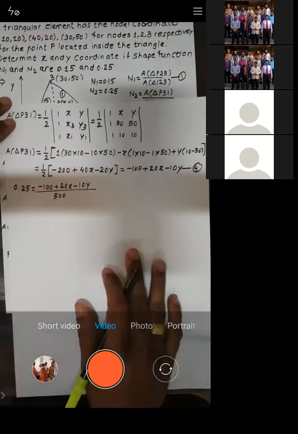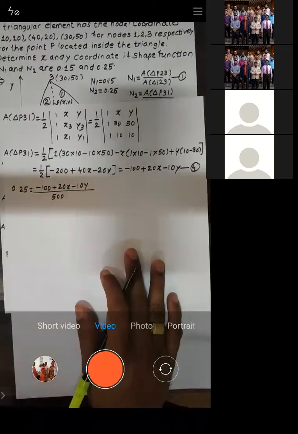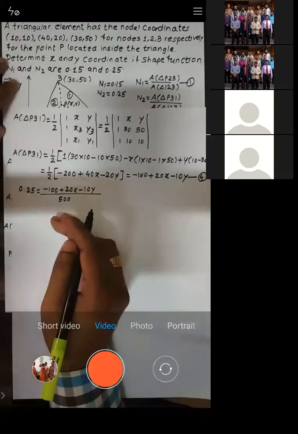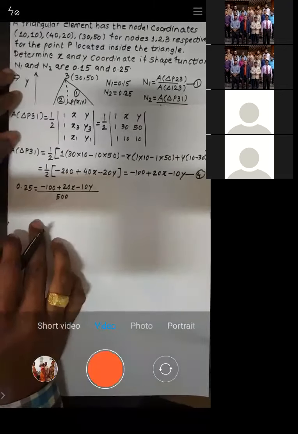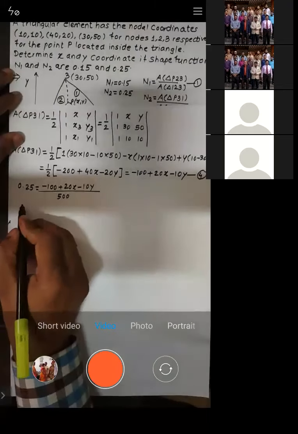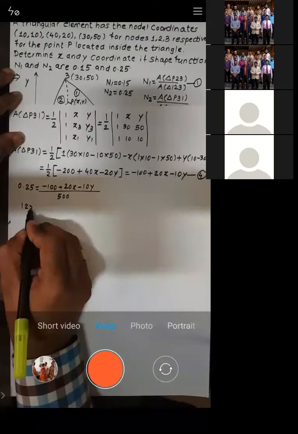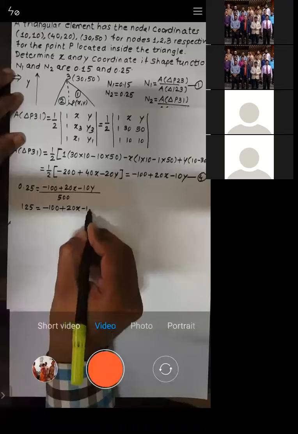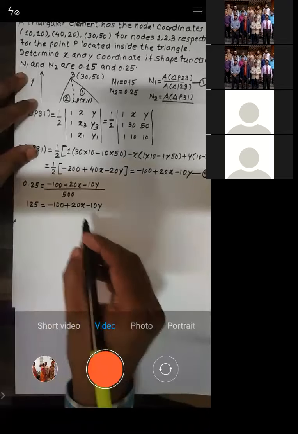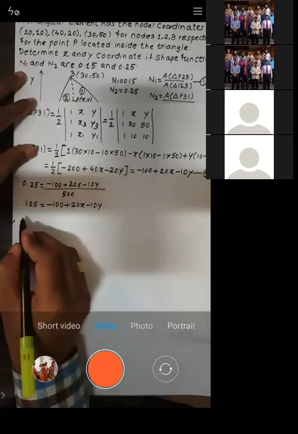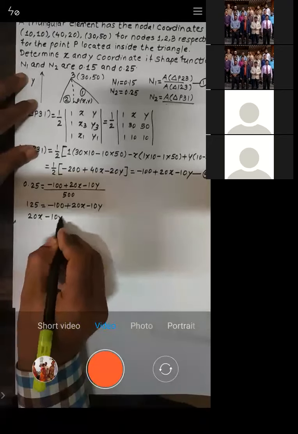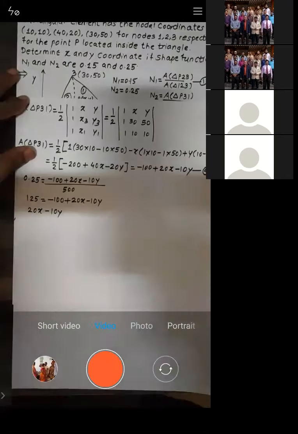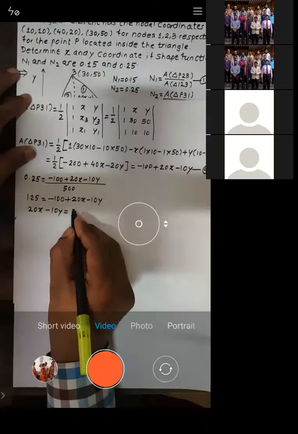Now tell me how much you are getting. 125. 0.25 into 500, 125, right? So I'll write down here 125 is equal to minus 100 plus 20x minus 10y. So we'll solve it. I will keep 20x minus 10y on the right hand side only, and this term I'll bring to the right hand side, so this becomes plus, so it is equal to 225. Is it okay?